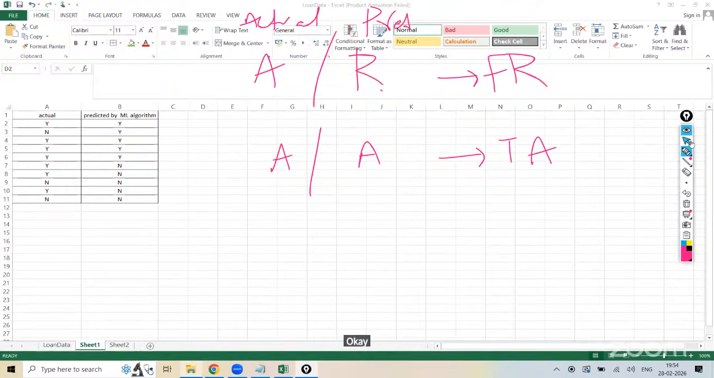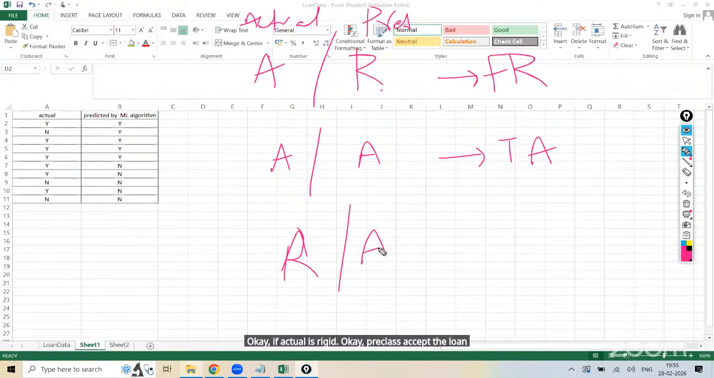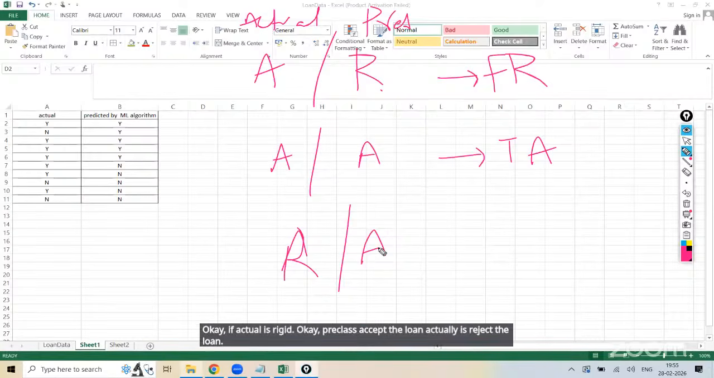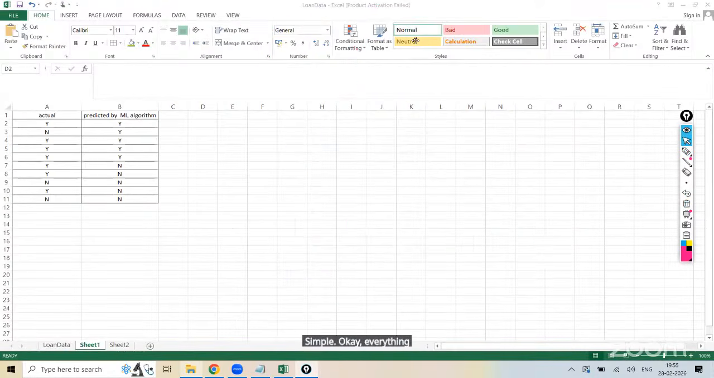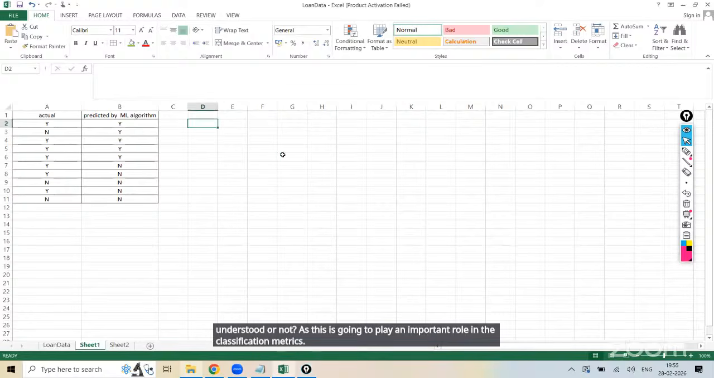Okay, don't unnecessarily fix the concepts like that. If actual is reject the loan, but predicted as accept the loan, what is this called? Falsely accepting the loan. False acceptance. Simple. Okay, everything is clear now? Understood or not? This is going to play an important role in the classification metrics. Okay. Next.